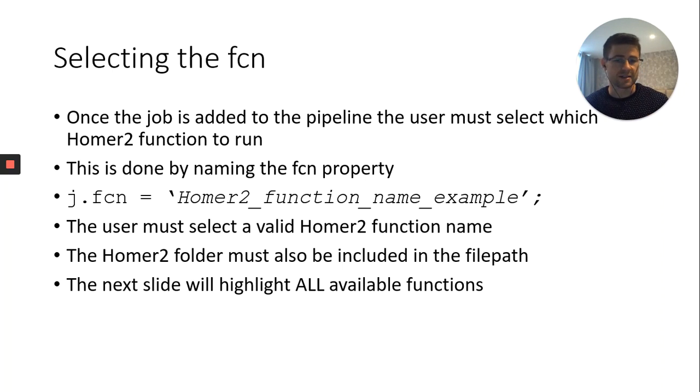So the user must select a valid Homer2 function name. It actually has to be one of the names found in it. You can't have any spelling errors or anything like that. And also, at least as far as I have found, you have to include the Homer2 folder in your file path. So make sure that you have Homer2 downloaded. Make sure you include the folder that actually has each of the Homer2 functions in it. If you don't have the functions, the source code essentially, you may run into some trouble. I actually haven't tried it without the source code, so I would assume that the source code would be needed rather than the GUI. But make sure you have that already downloaded. Make sure that you have it added to your MATLAB file path.